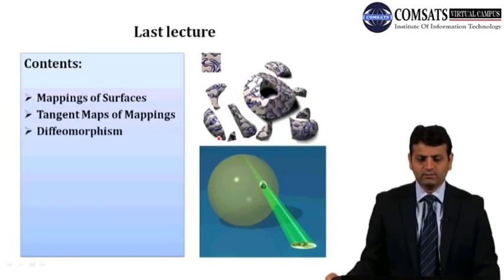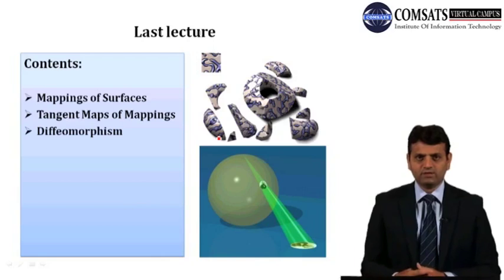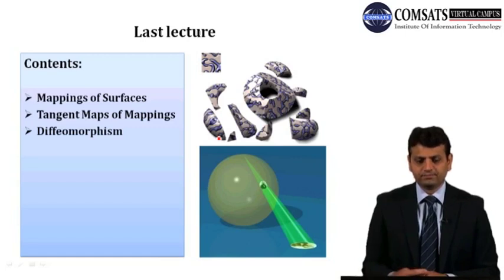Last lecture में हमने mappings of surfaces के बारे में पढ़ा था और ये देखा था कि when a function from one surface to the other surface is differentiable or is a mapping. उसके बाद हमने ये देखा था how we can calculate the tangent map of the mappings. So basically कोई भी mapping अगर दो surfaces के दरमियान given है, then we can calculate the tangent map which will take tangents to one surface to the tangents of another surface.